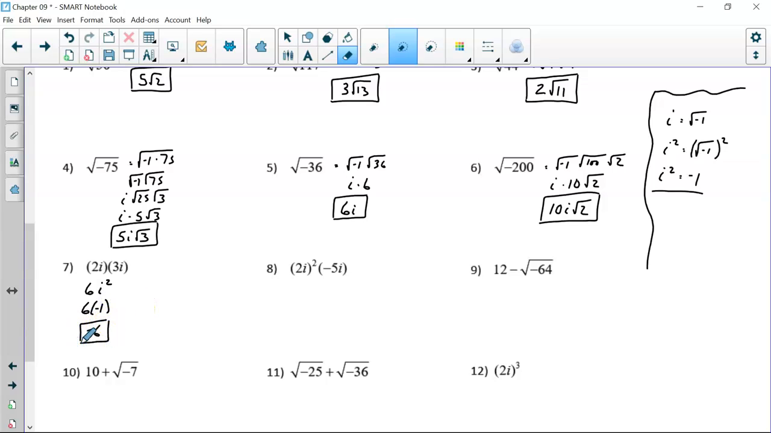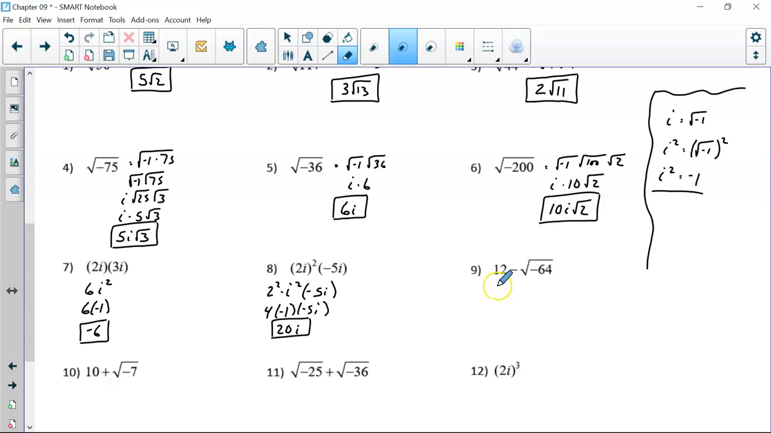And there's our answer. Next, when we square the 2i, we get 2 squared times i squared, and then we have the negative 5 times negative 5i. 2 squared is 4, so it's 4. i squared is negative 1 times negative 5i. Multiply the constants. 4 times negative 1 times negative 5 is 20, and then we have the i, so 20i is our answer.